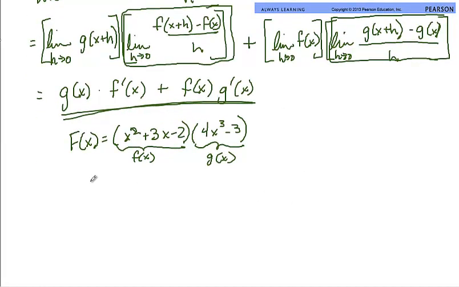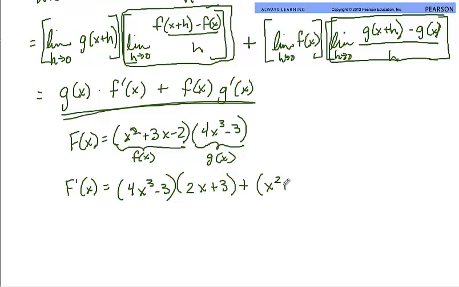scroll up because I'll need more room, f prime of x would be, they tell me to write one of them down, so I'll write down my g, 4x cubed minus 3 times the derivative of the f. That would be 2x plus 3 plus the plain old f, x squared plus 3x minus 2 times the derivative of the g, 12x squared. Oh, that's it, because that other one's a constant. Cool. And that would be the derivative.